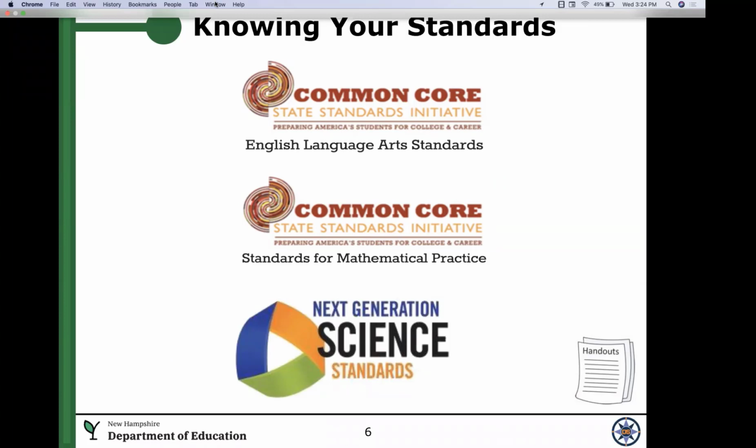So the handouts that we have for this particular slide: I've given you all of the grade level standards for mathematics, and then the full ELA standards. The Next Generation Science Standards, just so you know, we can't really print those out. They're a little bit different in the way that they're designed, but I'll show you the website that you can go to for that in just a little bit.